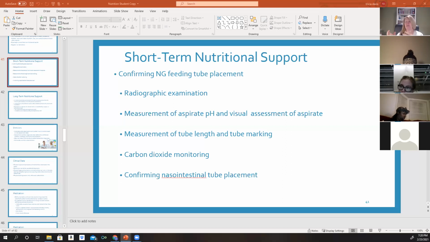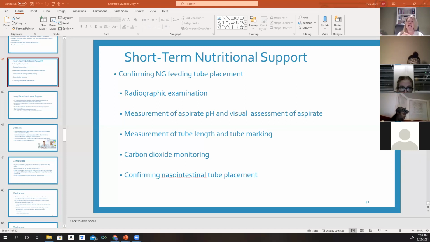But anything after that, we could probably do it even up to 3 days. But after that, for an extended period of time, it starts to become a challenge. Then these patients require short-term nutritional support. So we want to start thinking, what kind of nutritional support are we going to give them?